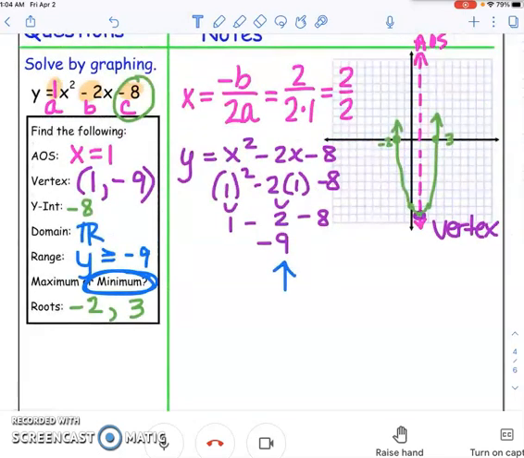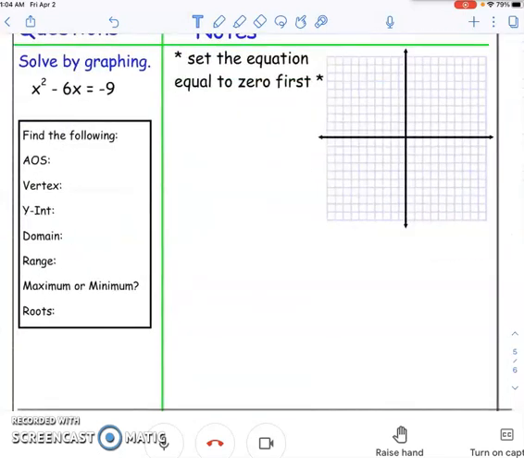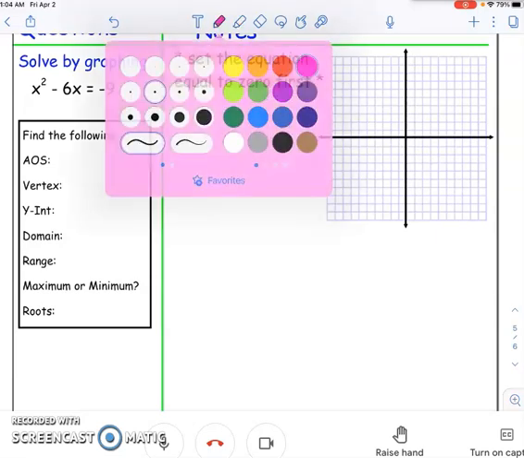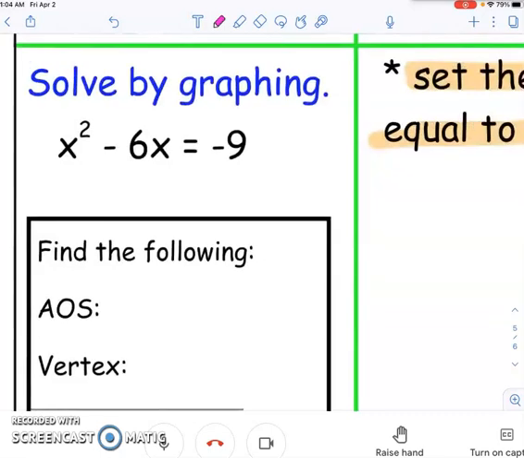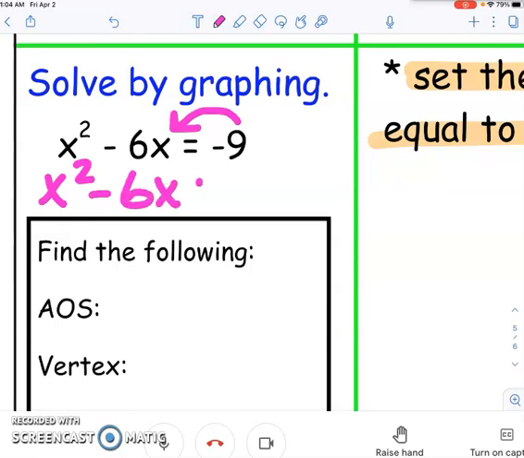All right, next one. Solve by graphing. And notice this one says set the equation equal to 0 first. So remember, your equation has to be in the correct order. It has to be in standard form first. So I need to move this one over. So I need to add 9 on both sides to cancel out that -9 and get it to be a 0. So now we've got, I can put my 1 in front, we've got our A, B, and C.